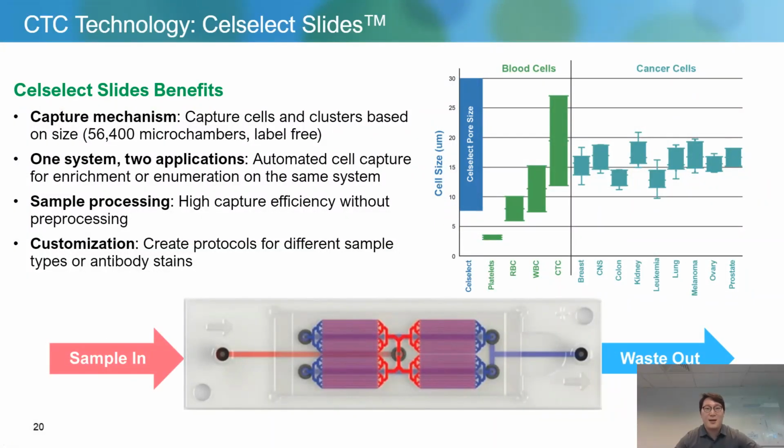The key technology, the Cell Select slide, is designed with 56,000 microchambers that trap CTCs, while 99.9% of blood cells, such as RBCs and WBCs, are washed away. As the system is label-free, it can isolate EpCAM-negative cells and mesenchymal CTCs, such as CTCs from melanoma patients. It has a higher capture efficiency at many different cancer types over previous label-based methods, and the system automation allows users to reduce hands-on time, thus increasing overall sample throughput. And it also allows you to create your own protocol and your own antibody staining panel. So it is very customizable and flexible, especially if you want to explore more about your target sample.